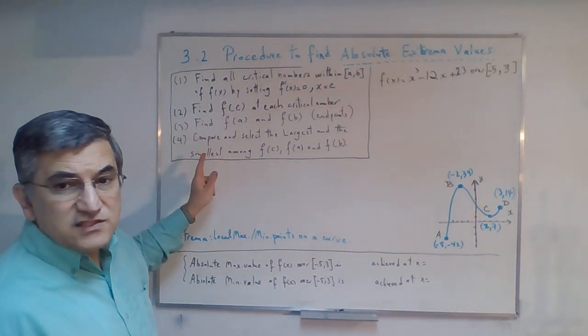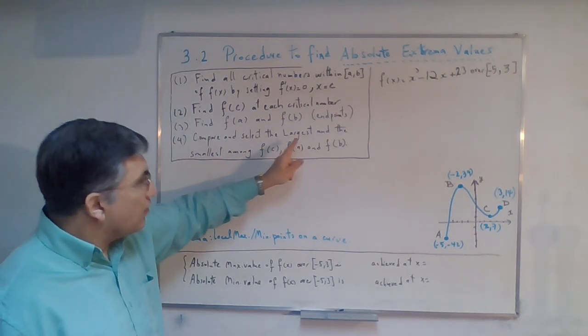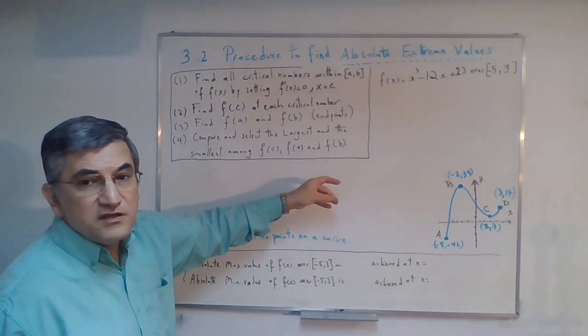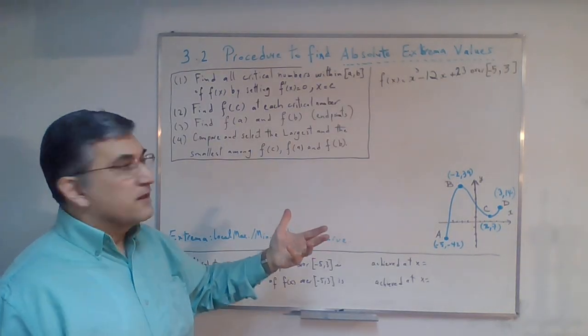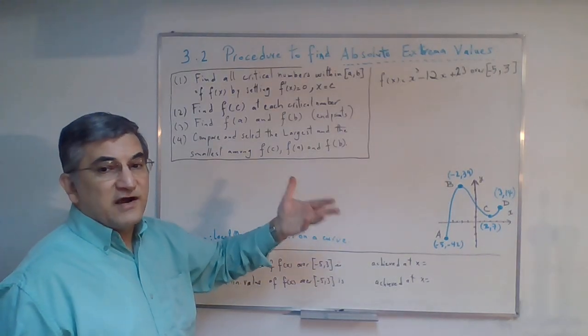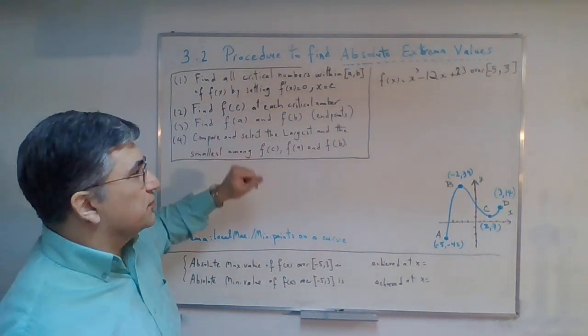And then the last step is just comparing and selecting the largest value and the smallest value among f of c, f of a, and f of b. And then we're going to announce it as the absolute maximum value and absolute minimum value of the function. So let's start by following the procedure.